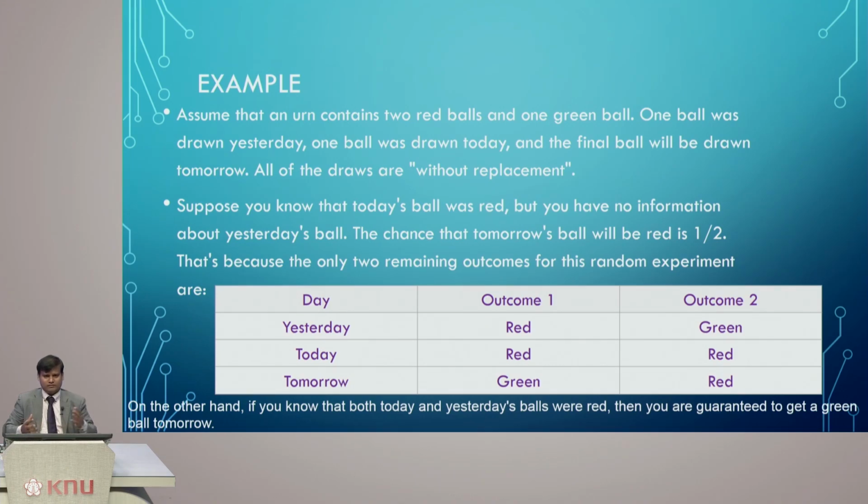Just imagine you have an urn, or a bowl, or a bag, and in this bag there are 3 balls, 2 red balls and 1 green ball. Yesterday you picked up 1 ball, today you are going to pick up 1 ball, and tomorrow you are going to pick up 1 ball. So let us say that the ball that you picked up today is a red ball. You know what it is, but you don't know what was picked up yesterday. We don't have the memory. We don't know the past event. But today's event, you are very sure that today is the red ball.